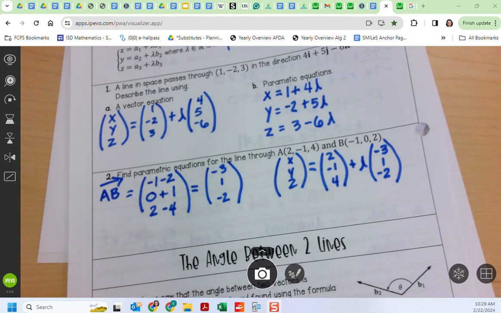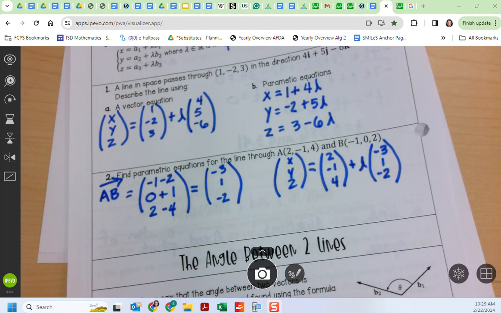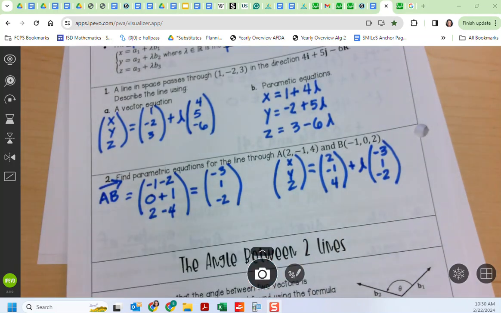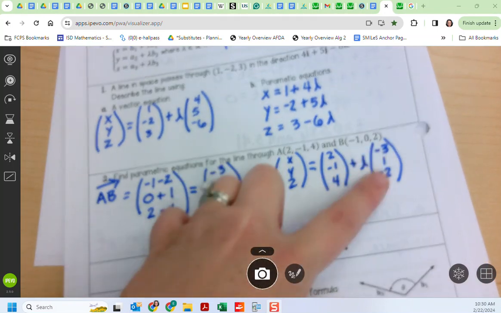So it can be difficult to wrap your head around what lambda would be, because it's kind of like another variable in there, right? And it's the parameter. Most commonly, the parameter is time. So as time passes, your x, your y, and your z change, and in a predictable way. So like after 2 seconds, the x and the y and the z have changed by twice this direction vector.